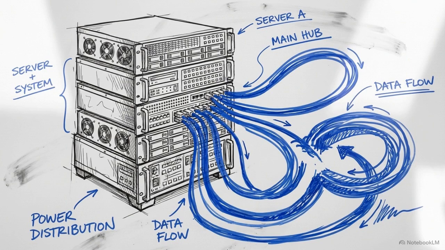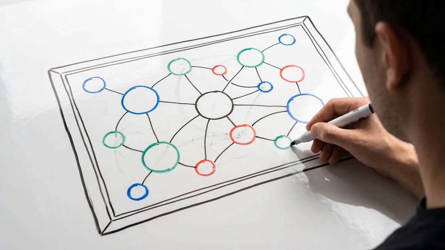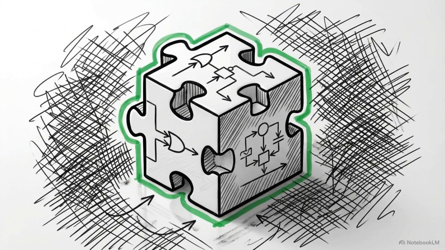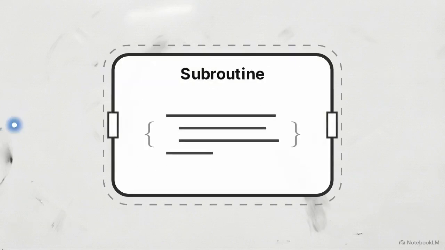Professional software architecture is designed so that machines can run it, but more importantly, so that human developers can actually read, maintain, and expand it safely. In C++, the tool for this isolation is the subroutine, or function. It is a strictly quarantined block of code designed to execute exactly one task perfectly on command.